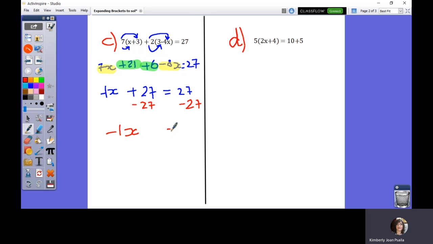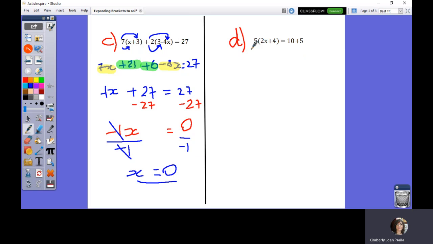This becomes 0, which is equal to 0. The last step is that we have to divide both sides by minus 1 in order to get rid of this minus 1. Therefore this crosses out with this. We are left with x is equal to, this should give us the value of 0. Therefore x here had a 0 value.